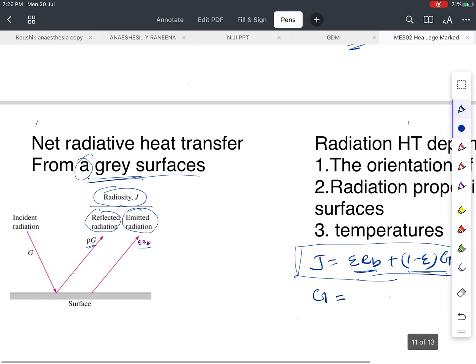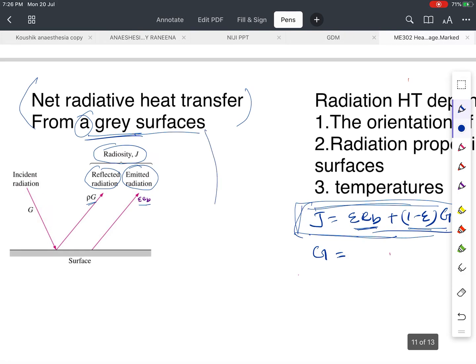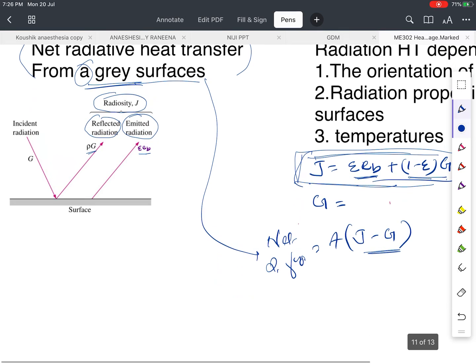Now what is the net radiative heat? We are interested in net radiative heat transfer from a gray surface. This is the energy leaving the surface, not emitted, energy leaving the surface. So what is the net radiative heat transfer? Net Q from the surface is equal to area times whatever is leaving minus whatever is incident. So area times J minus G will give us the net radiative heat transfer from a gray surface.